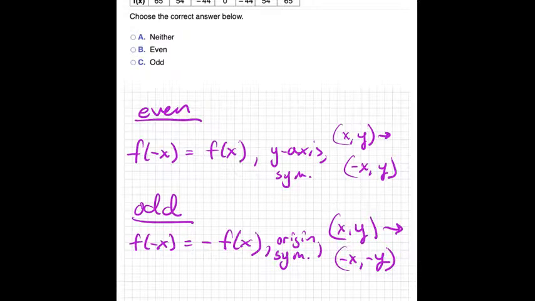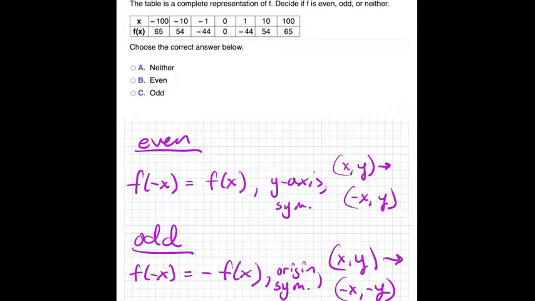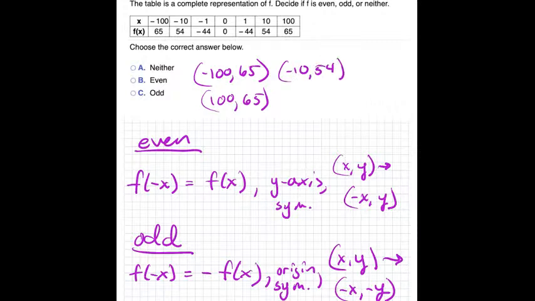So for instance, what I mean by those last two articulations: notice the first one we have is negative 100 comma 65. Then we also have 100 comma 65. Is that indicative of even or odd? Notice that the x's changed and the y's stayed the same, so the function might be even. Let's keep going and see if that happens all the way. We have negative 10 and 54, then 10 and 54. Again, the x changed, the y stayed the same. Negative 1, negative 44.